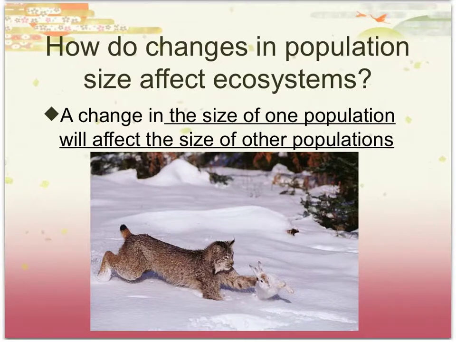So how do the changes in population size affect ecosystems? Well, a change in the size of one population indeed affects the size of the other population, which, because of the web of life, everything is connected. So if just this Canadian lynx here and this hare are affected, so too whatever the hare is eating will be affected, and therefore whatever is eating what the hare is eating as well will be affected. So it's an ecosystem-wide influence, not just between these two particular populations.